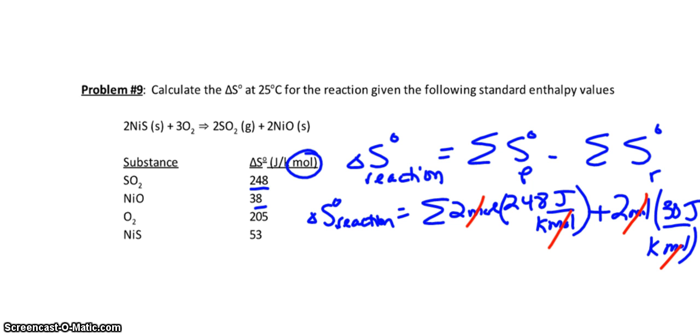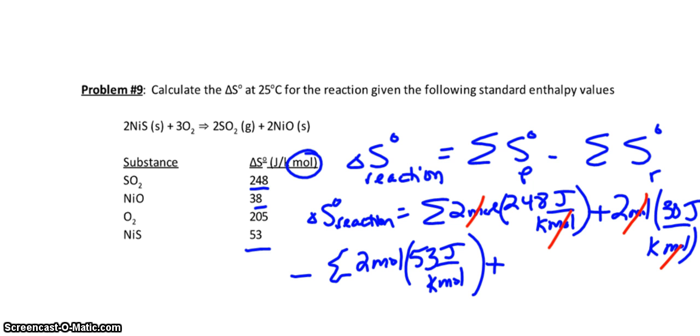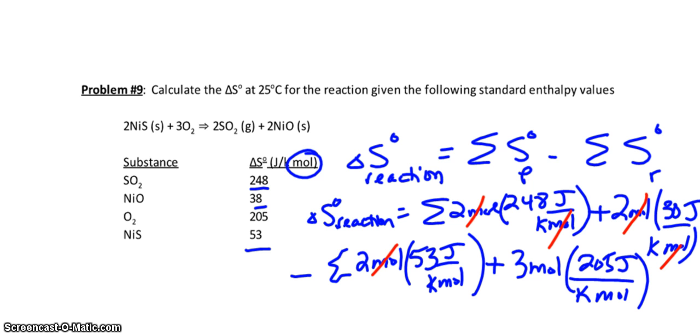And you're going to then subtract the sum, so you're going to add the next ones. You're going to have 2 moles of nickel(II) sulfide, and again, please write down all your units, and that's going to be 53 joules per Kelvin mole, plus 3 moles of oxygen, and that value is 205 joules over Kelvin mole. And like we did before, these are going to cancel, and these are going to cancel. So go ahead and do your math, and we'll see how you do.